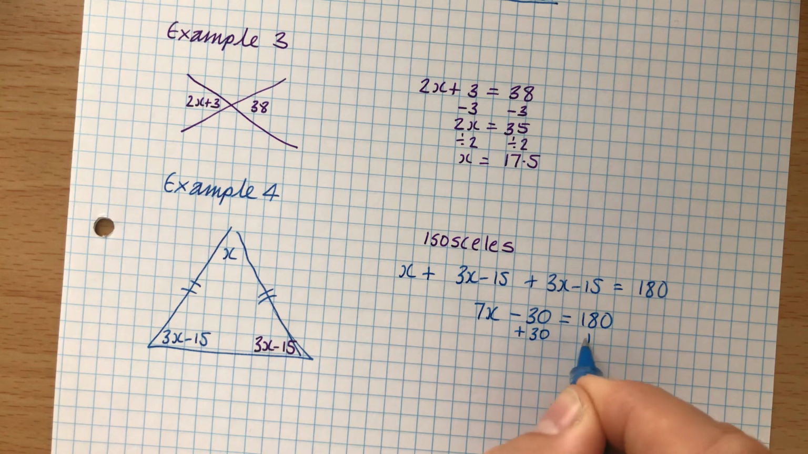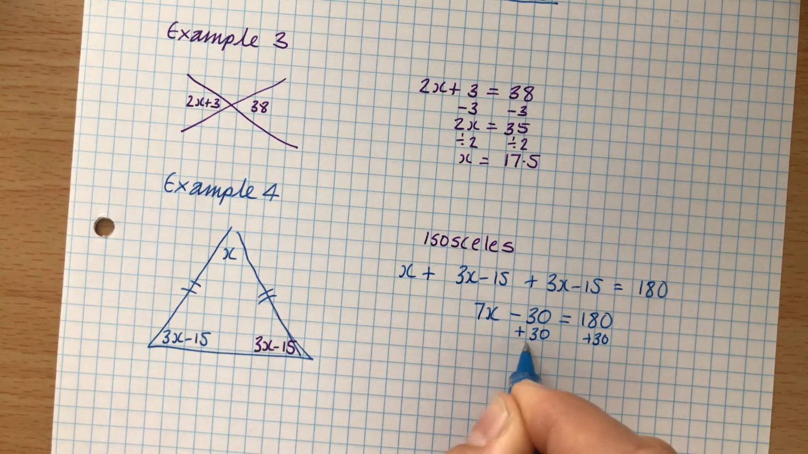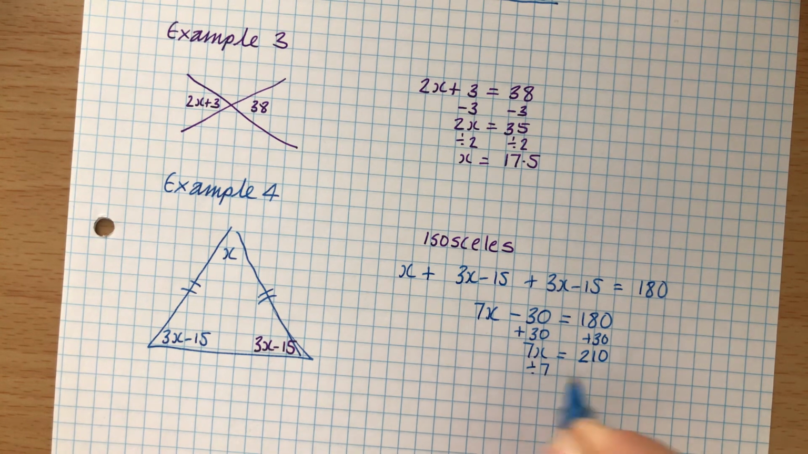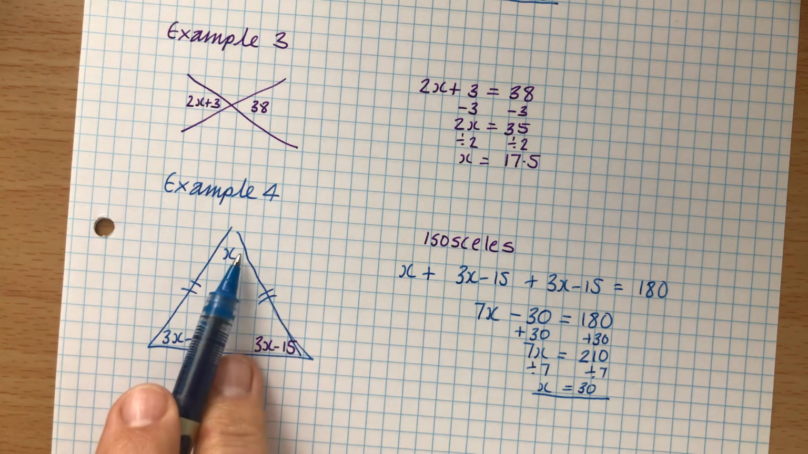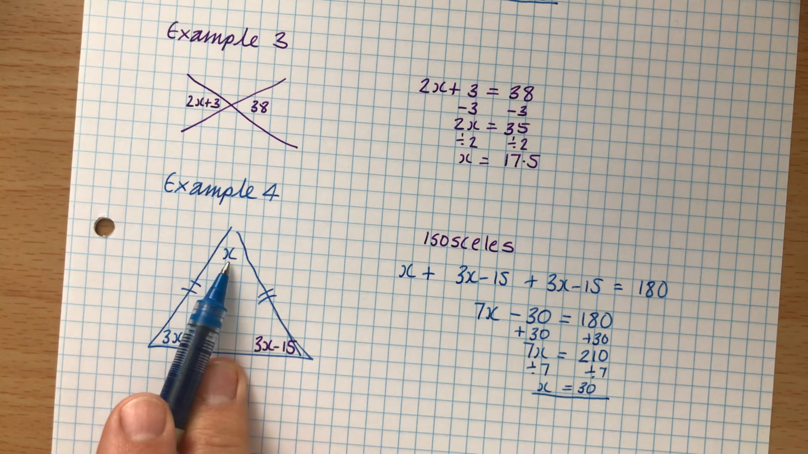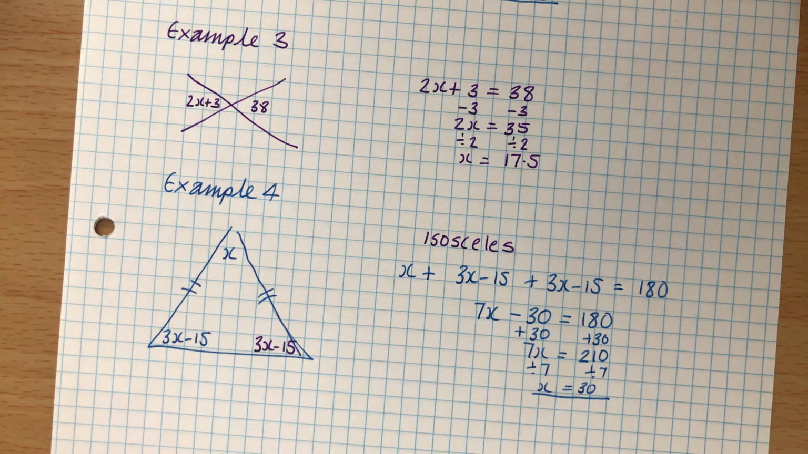Add 30 to both sides. 7x equals 210. Divide by 7, divide by 7, x is 30 degrees. So let's check that through. This would be 30 at the top. 90 take away 15 would be 75. So we've got 75 plus 75, 150, plus the 30 does make 180.